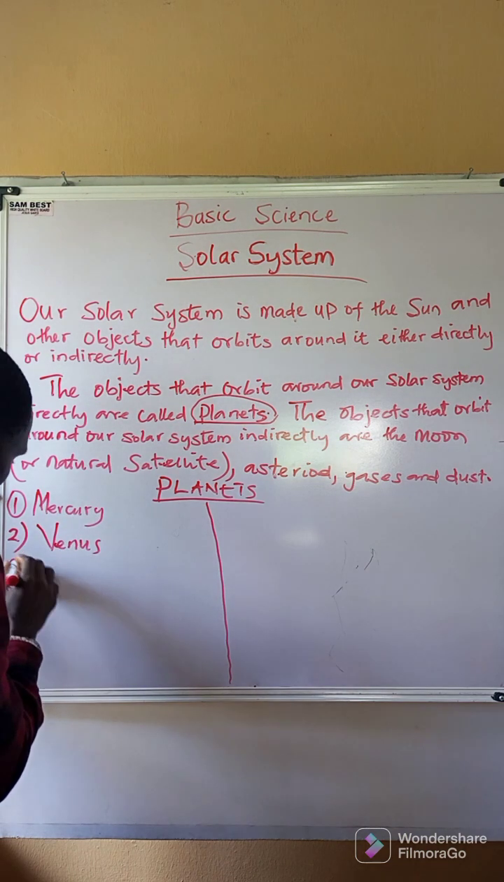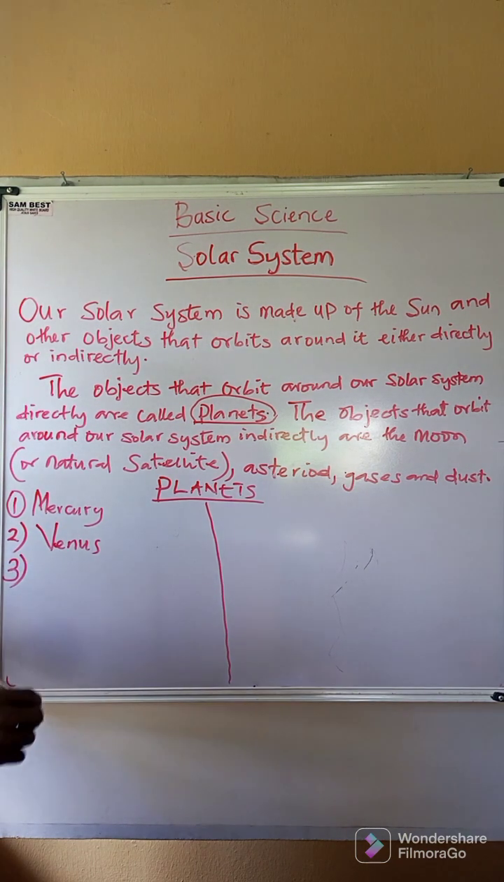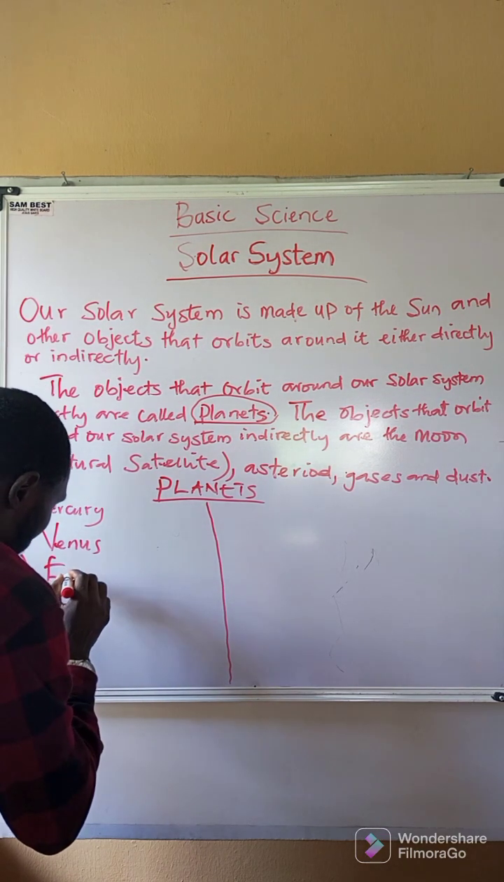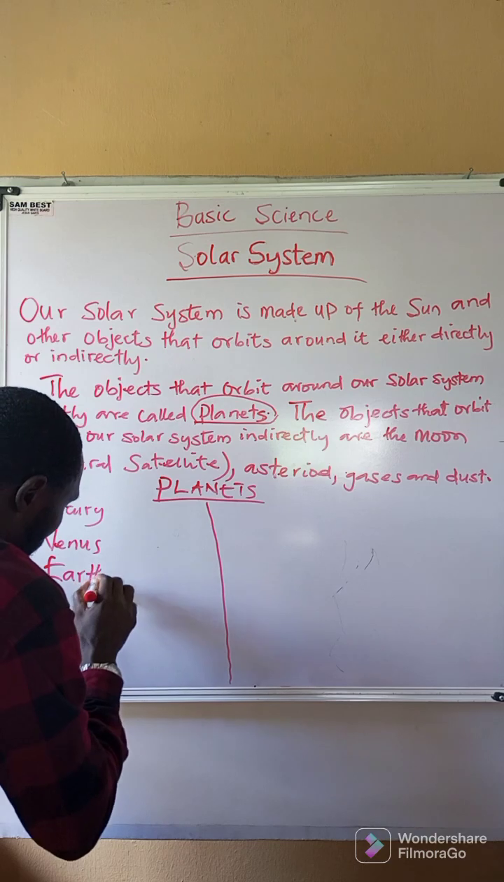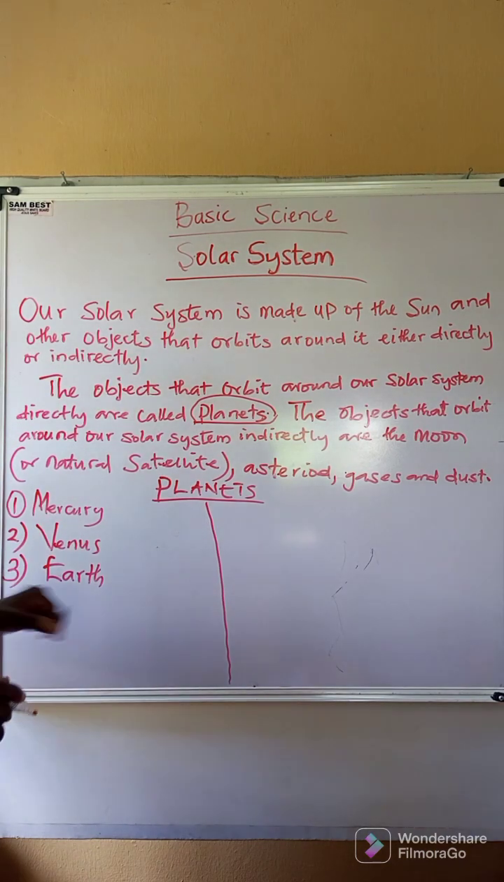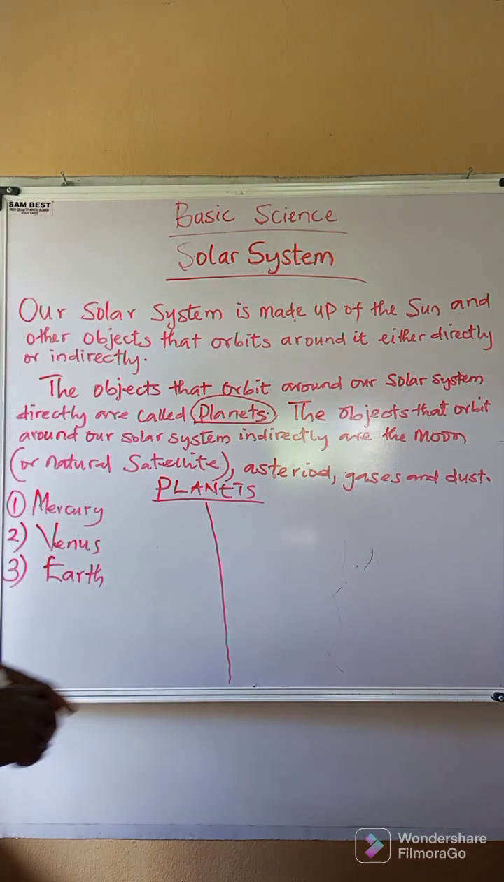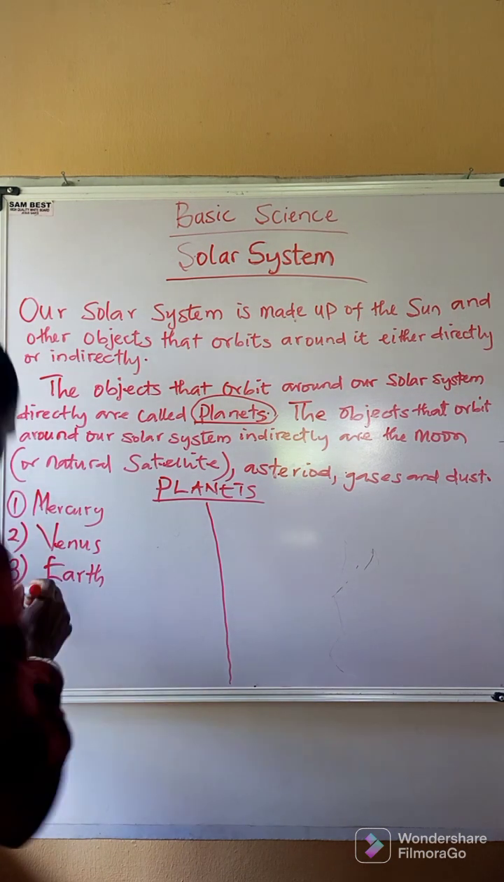Then the third one, we have Mars. I mean, the third one is Earth, rather. We have Earth. This, I guess, we are all familiar with. The Earth is the third planet, and it's where we are living.